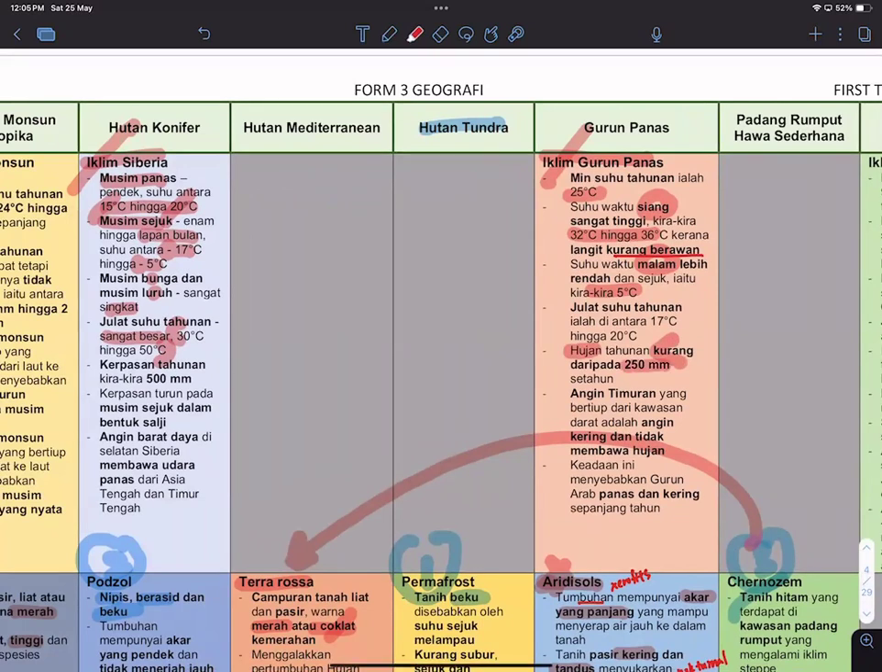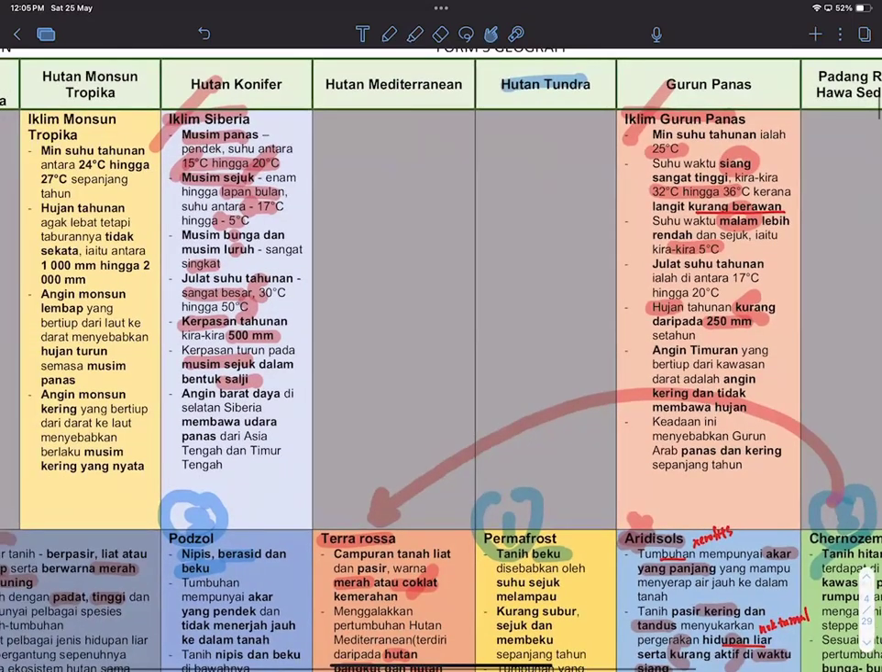Okay, so after the suhu, remember, gurun panas, the hujan is less than 250, but the hujan for hutan conifer is around 500. That's why we are not using hujan, we're using kerapasan. Why? Kerapasan can include snow for the musim sejuk. So musim sejuk, snow. So that's why we only use hujan for the kawasan yang panas.